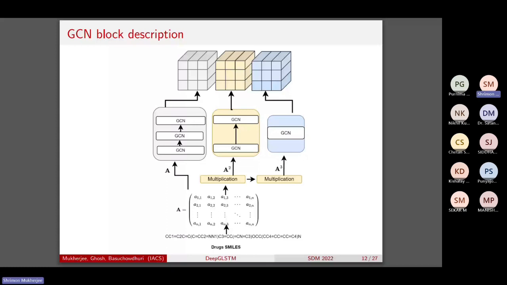So after getting the representation, this is the first block's representation. For the second block, if we apply A square and then 2 GCN layers on that, we get this representation. And if we apply A cube on this GCN layer, we will get this representation. So this is the GCN block part of our architecture DeepGLSTM. Does anyone have any question at this point, or I will continue.